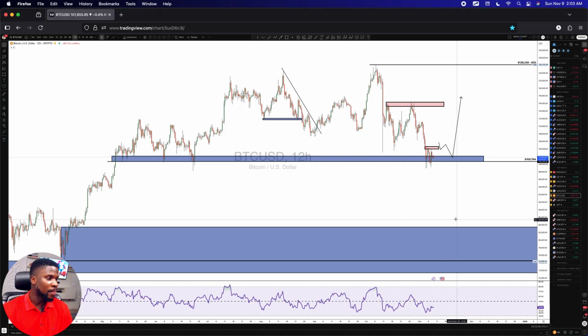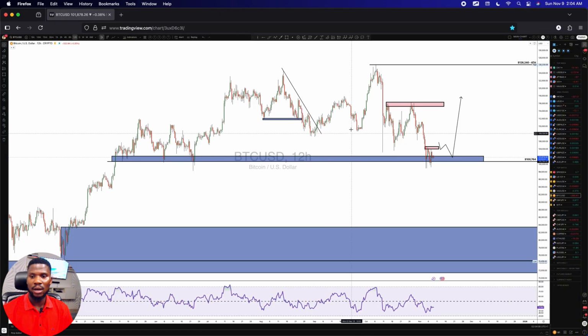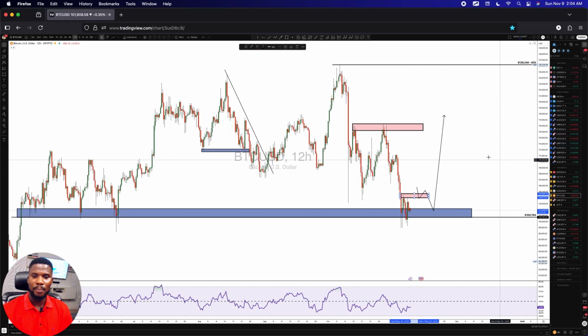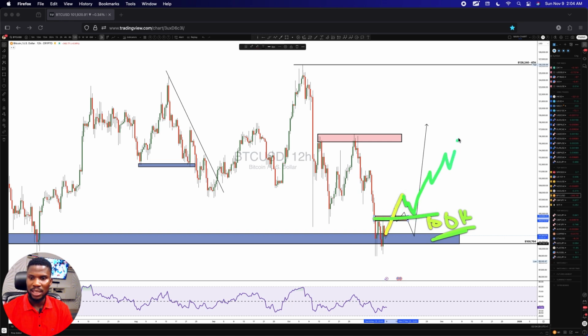opportunity on Bitcoin. And I think Bitcoin is also pretty bullish on Edgefinder right here, bullish with a score of 6 as well. So that's another point of opportunity, or let me say something I would consider before I buy Bitcoin. So ultimately, a break above this 106,000 region on Bitcoin, followed by a very good pullback, would maybe encourage me to go long on Bitcoin.